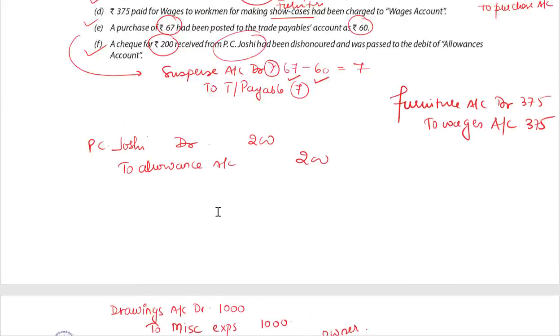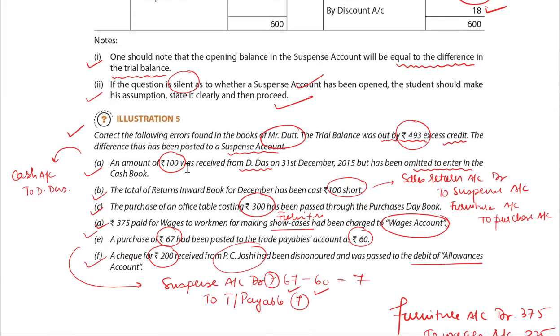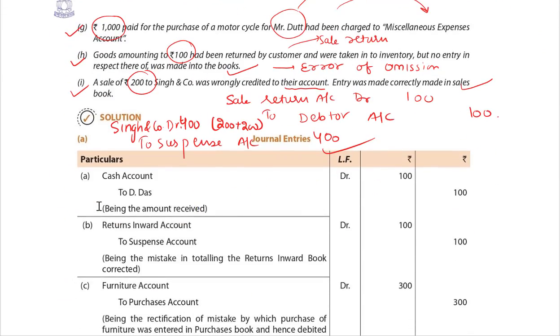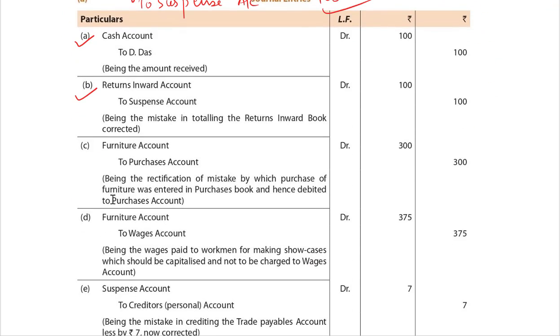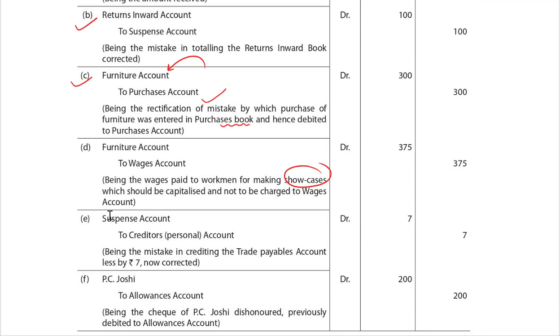Okay. Let's see the answers once again. An amount of 100 cash to Das. Just see it over here, cash to Das, sale return to suspense. Over here we had treated a showpiece as something else, and by mistake it was debited. Okay, fine. So, being the rectification of the mistake by which the purchase of furniture was entered in the purchase book, we have rectified it by debiting the furniture and crediting the purchase book. This is the showcase example. Showcases were treated as wages, but this is not wages, this is wages for furniture. So furniture will be debited, capital asset.